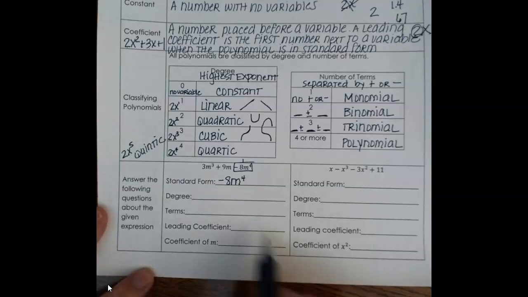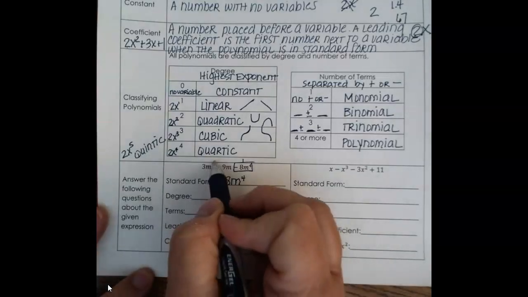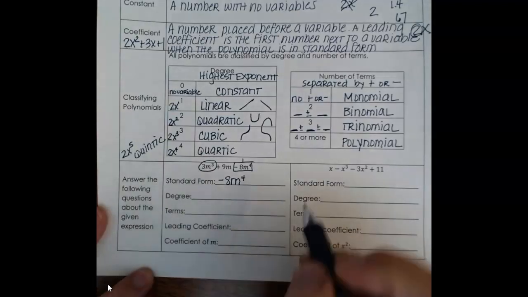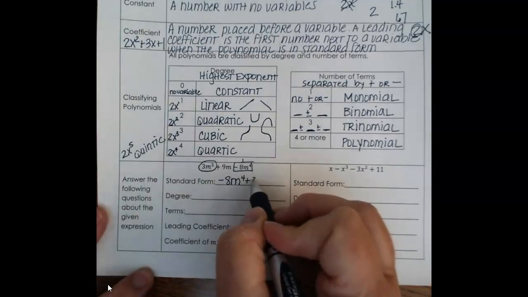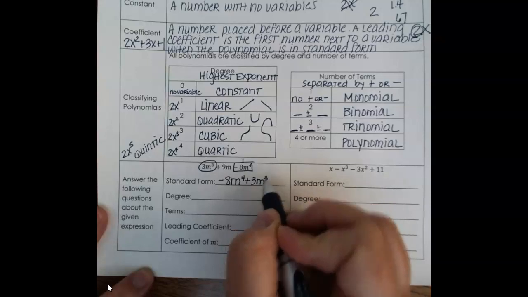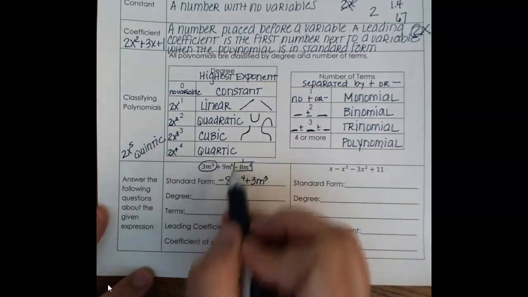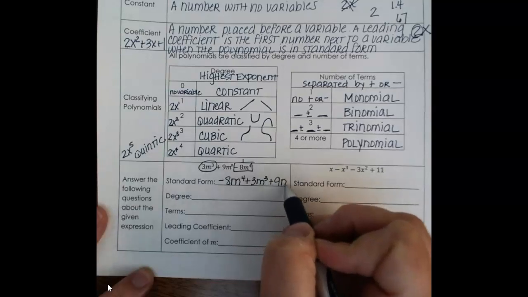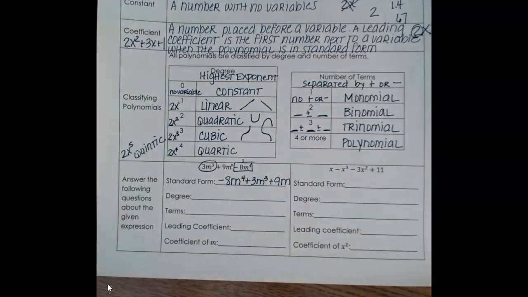So what's the next biggest term? So I look at what's left over. This is my next biggest term. There is not a sign in front of it, so that means it's positive. And then this has an exponent of 1. That's our smallest exponent. We'll bring him up to the end. Now we're in standard form. Largest exponent to smallest exponent.